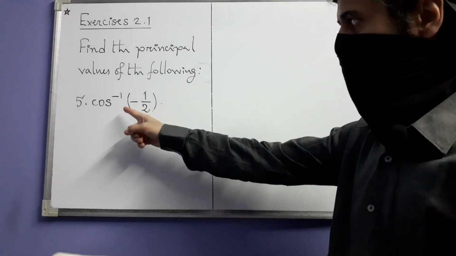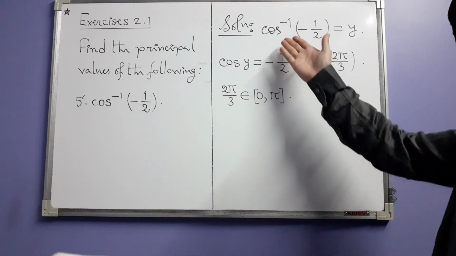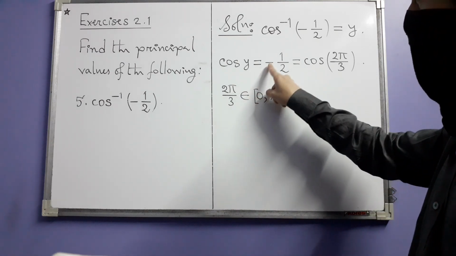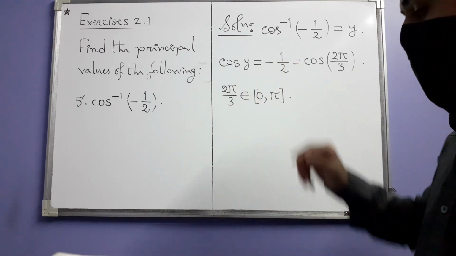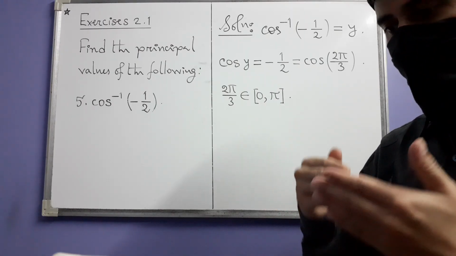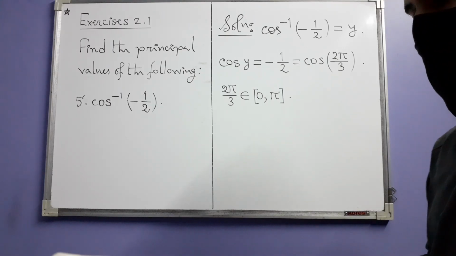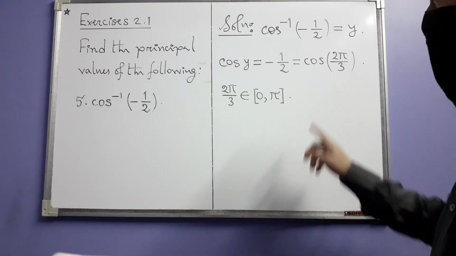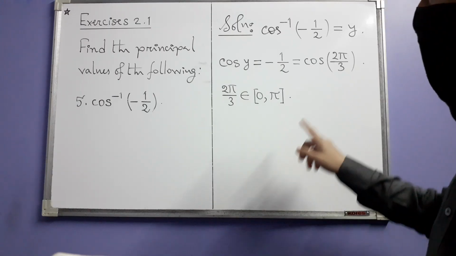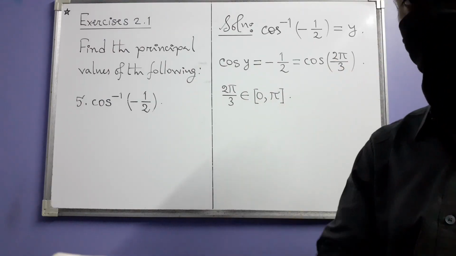Next, number 5, cos inverse of minus 1 divided by 2. So in the solution, again cos inverse of minus 1 over 2, let it be y, then cos y is minus 1 over 2. But this time you have cosine function, and you cannot just simply take minus inside, because from the cosine function minus does not come out. Cosine is an even function. But even then you already know some other trick. Cosine of pi minus theta is minus cosine theta. And for theta you can choose pi divided by 3, because that gives you 1 divided by 2.